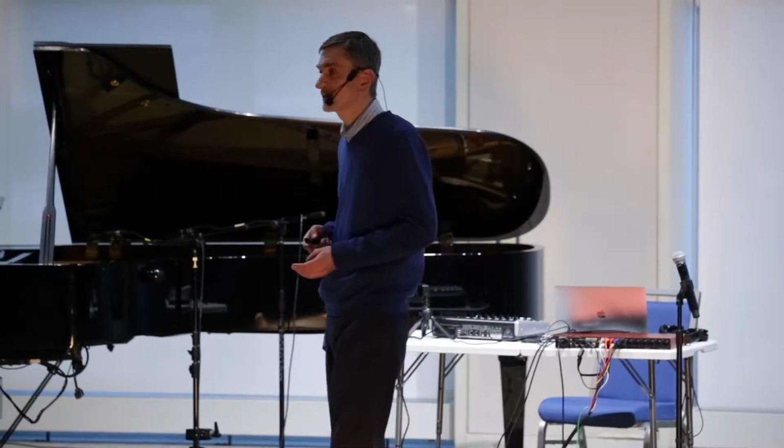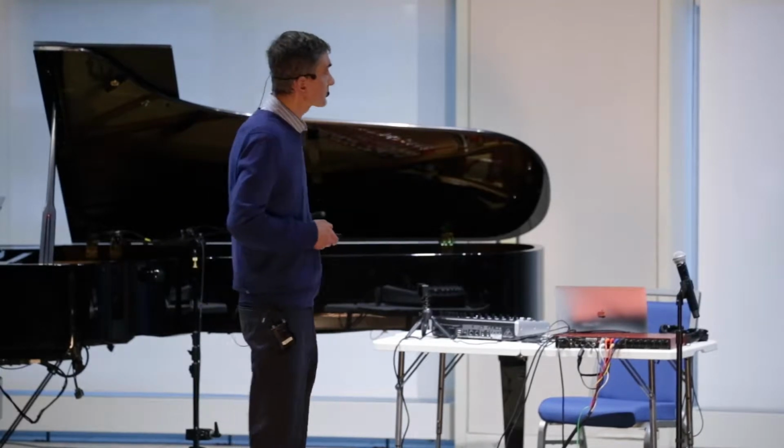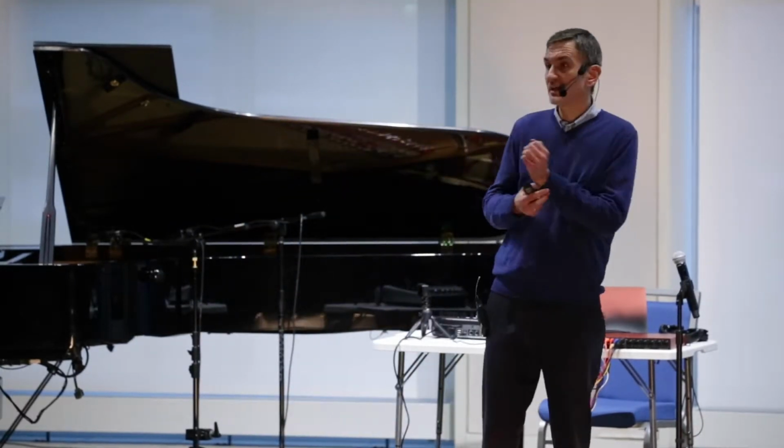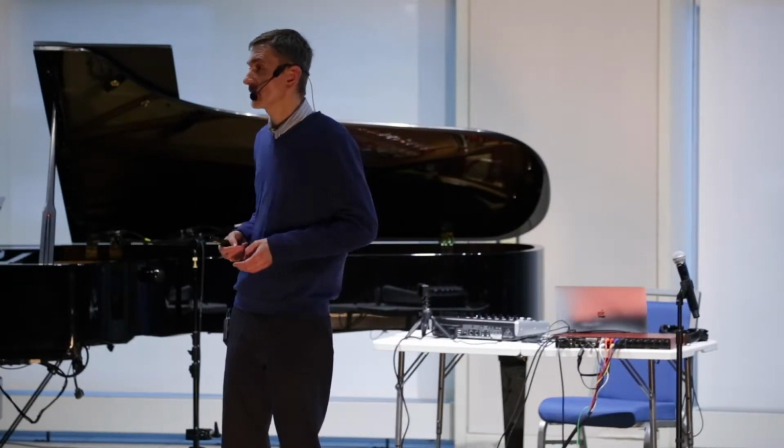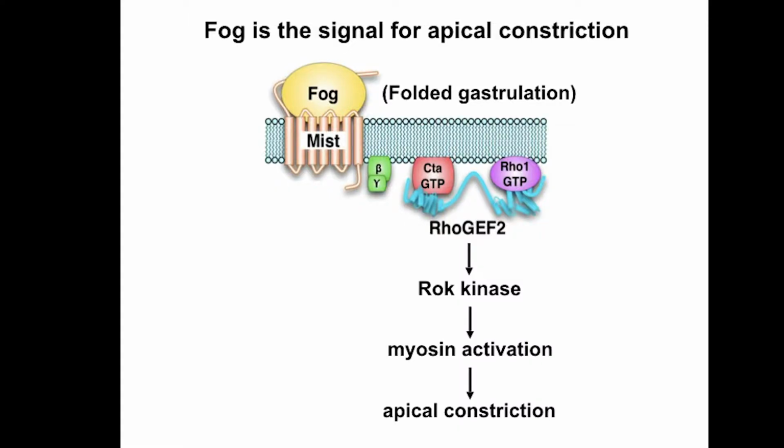And so you may have guessed, gastrulation has to start with a signal. What is this signal? Through the work of many labs, we now have a pretty good idea about the signaling pathway that sets up the process of gastrulation. It starts with a signaling molecule, an extracellular signal called FOG, which stands for folded gastrulation. The rest of the pathway goes through several steps of signal transduction to finally arrive at the myosin molecules that get activated in the process and cause apical constriction.